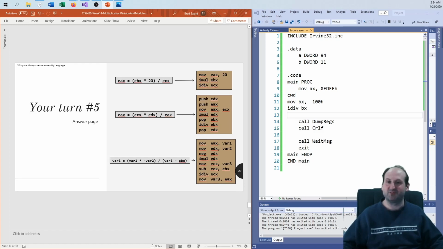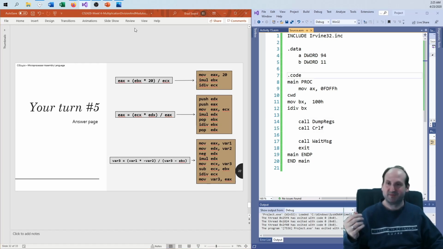I can do my IDIV with ECX, and so the EAX register holds the result, so I don't have to do a move. And so there's no move at the end here to take care of anything like that. And so three lines of code get me to where I need to go. Fair enough. Okay, so now this is a little trickier.